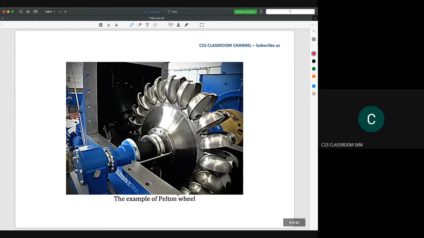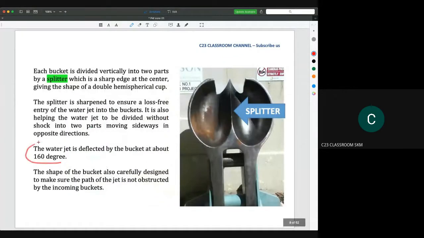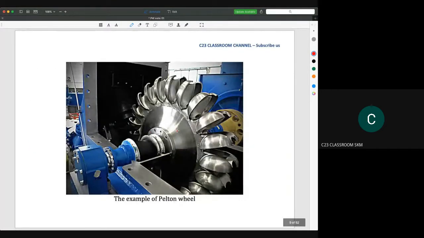So this is the real setup of the Pelton wheel. This is the bucket. And then maybe you are questioning about the 160 degrees. The meaning of 160 degrees is that, let's say the water is here. The water will hit this, and then it will go to the bucket and be deflected like this one. The angle of this one is actually 160 degrees. I will show you later in the velocity diagram.